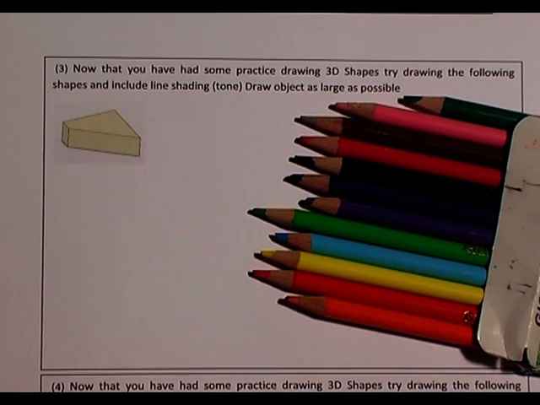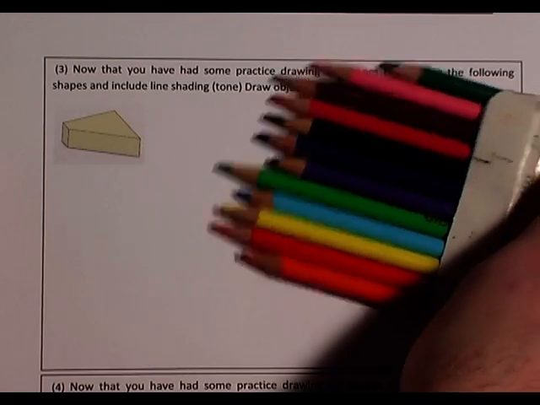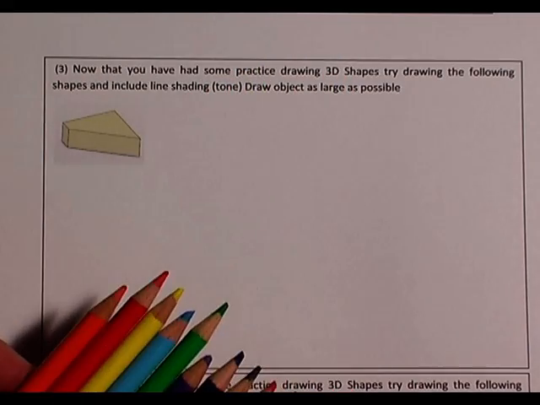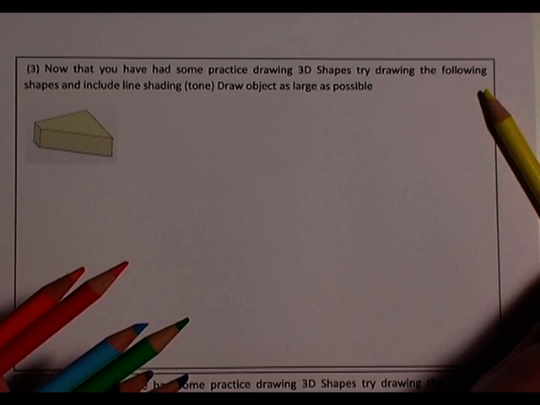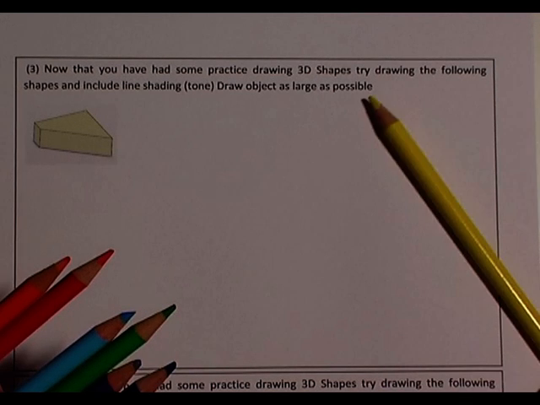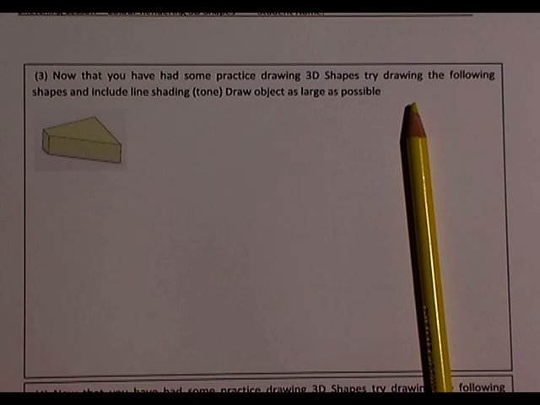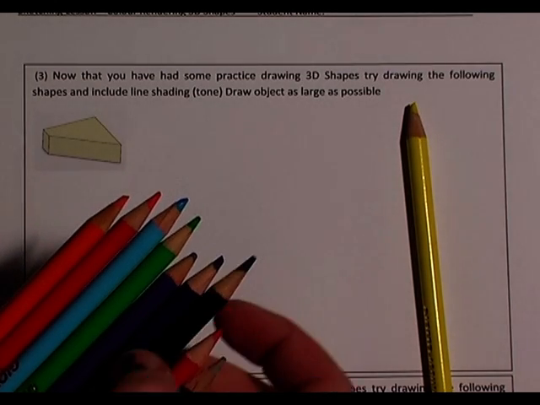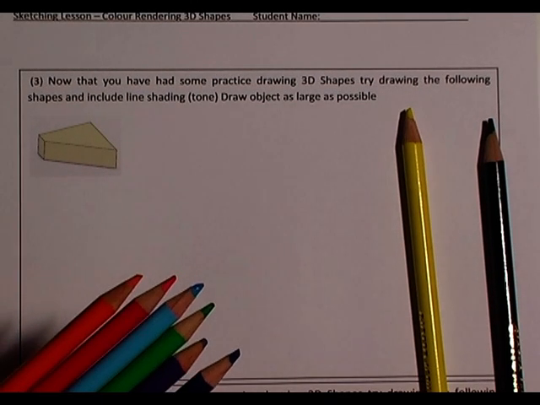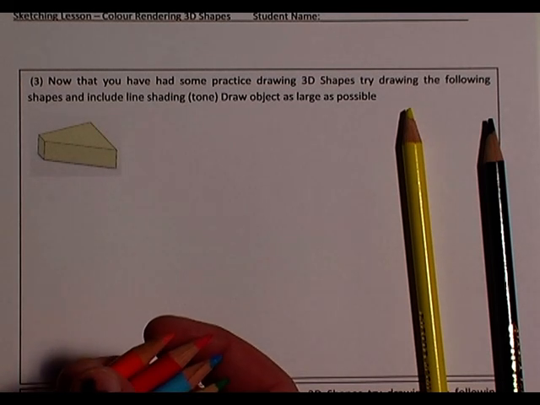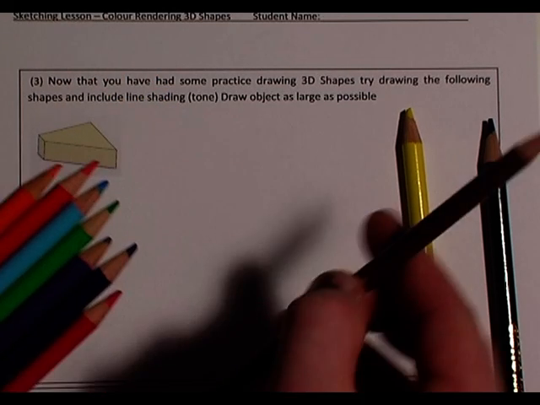The techniques used to do color rendering are very similar to the techniques used to do line rendering. Firstly, we need to look at the object and see what color it is. We need to select a family of colors from our coloring pencils. The family of colors I have chosen here are yellow, black, and brown.